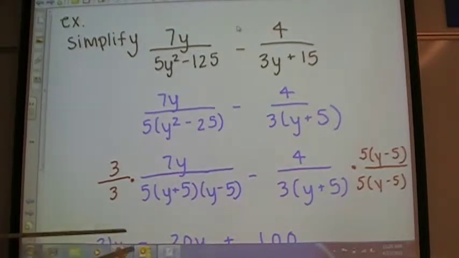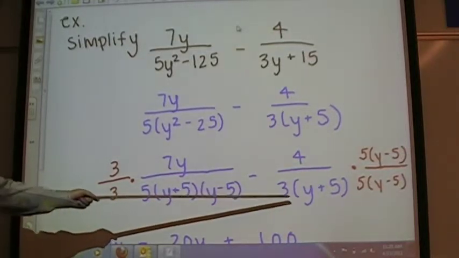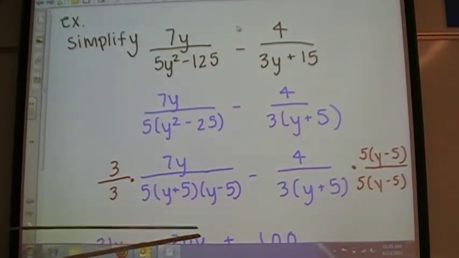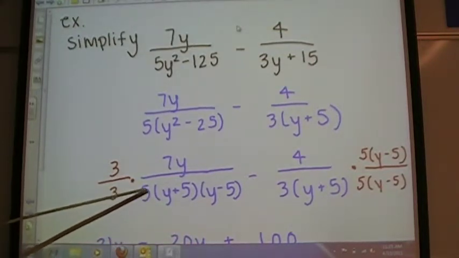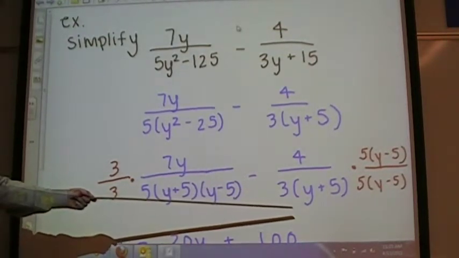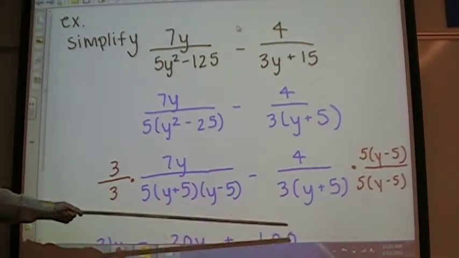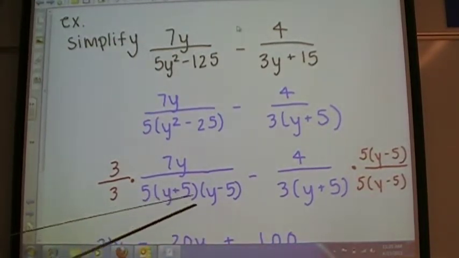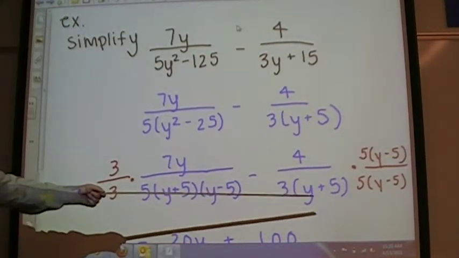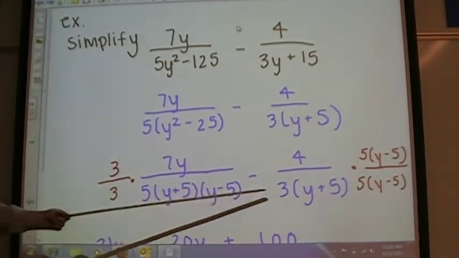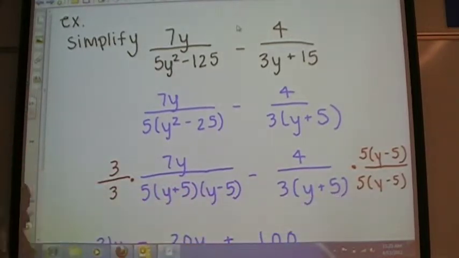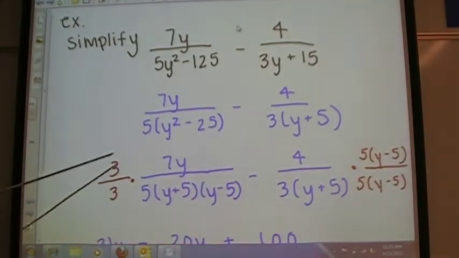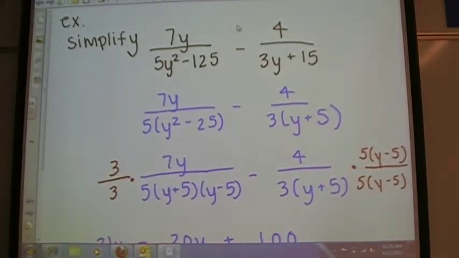All right, so here's what we have right here. Your least common denominator, it has to be what? 5 times 3 is 15. So between the 5 and the 3, the least common multiple is 15. And then you have a y plus 5 and a y plus 5, so you're good there. You're missing a y minus 5 over here. So look at the red, that's what I have to multiply the top and bottom by on each side, and make sure you understand why.